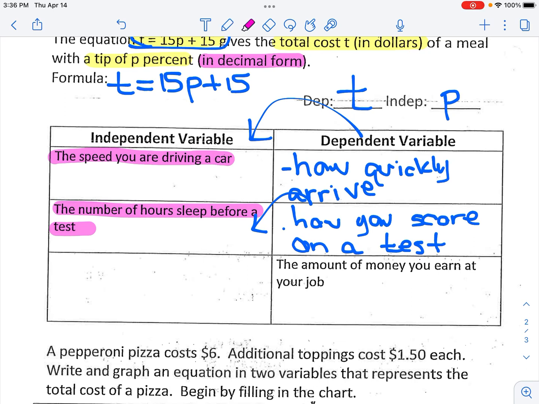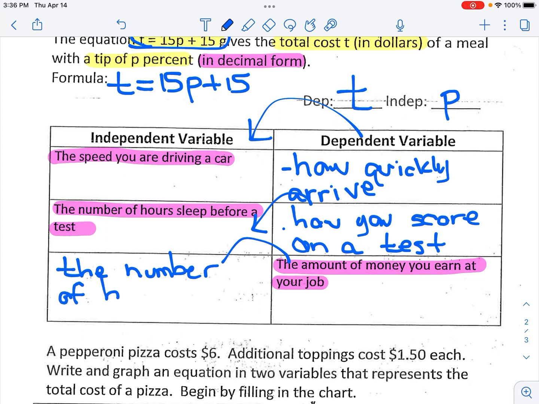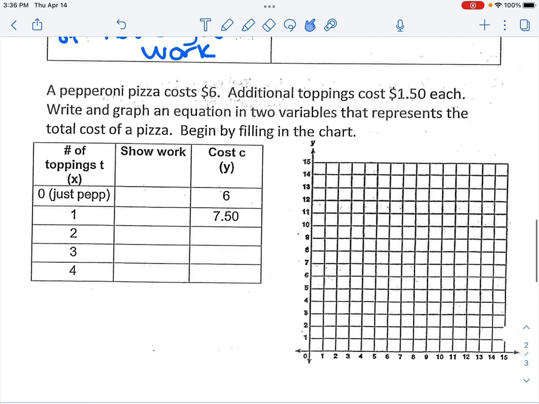So the last one here says, the amount of money that you earn at your job is dependent upon the number of hours that you work. So when your boss comes on Friday to calculate your salary for the week, they're going to calculate the number of hours that you work. So the amount of money that you get paid depends on how many hours that you chose to work.